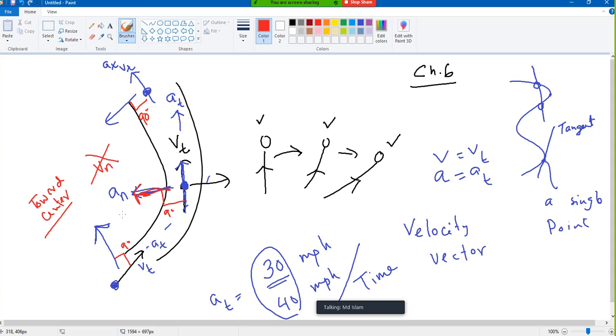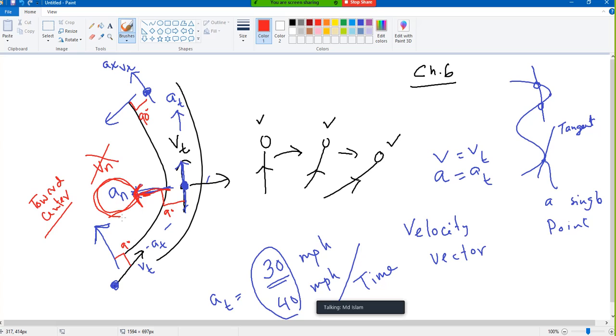Now why? Because acceleration is the change in velocity. Your velocity might be 70 miles per hour, but if you change the direction, that is also an acceleration, because change in velocity is acceleration, not only in magnitude but also in direction. So the acceleration you are applying this way is called normal acceleration.